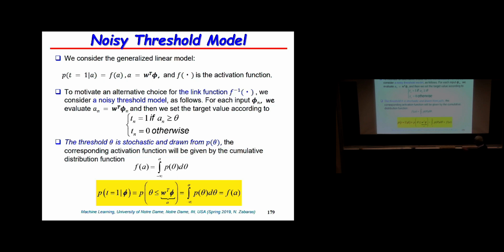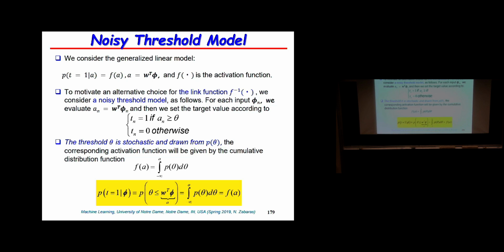I don't show here the index n for the point, so it's an arbitrary point. The posterior is the probability of theta being less or equal to W transpose phi, which we call A. So we can write this as the integral from minus infinity to A. Immediately you can see that the activation function F is nothing else but the CDF of P of theta. And that's exactly what the Probit model is.